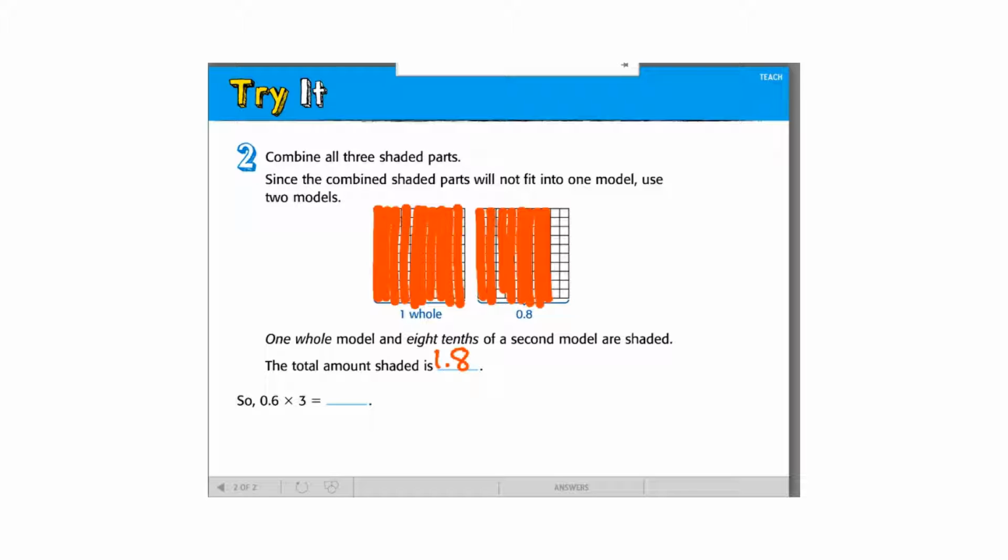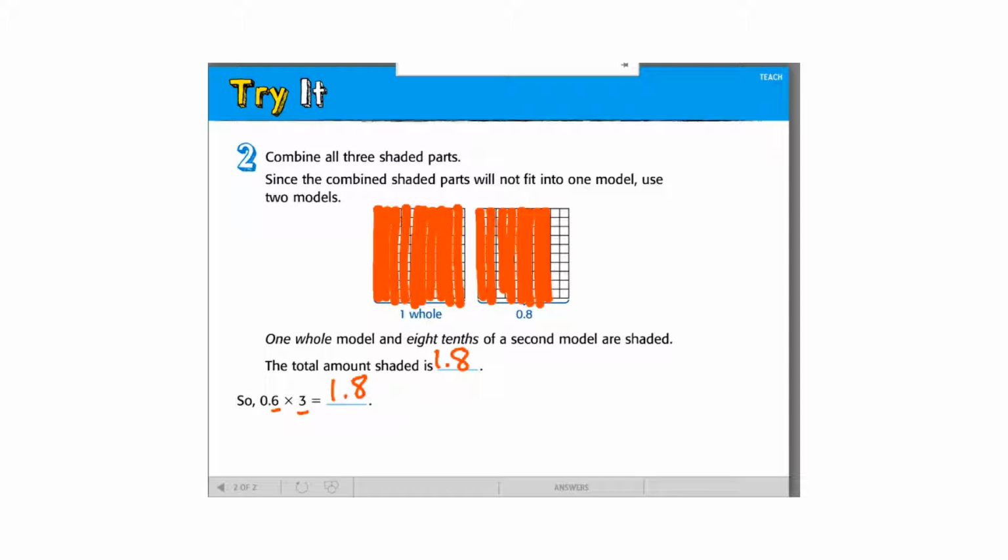When I shaded it, I shaded 6 tenths 3 times. And only 10 of those tenths can fit into one whole. So as we're doing the shading, it's going to overflow into the next box. So 6 tenths times 3 is 1 and 8 tenths. Do you see a pattern here? Like, what is 6 times 3? 18. It's a good way to check, right?